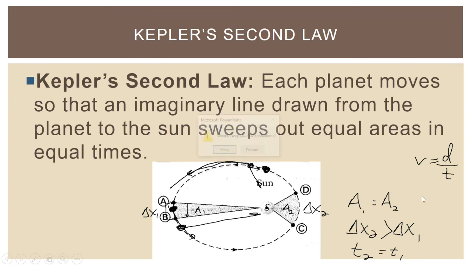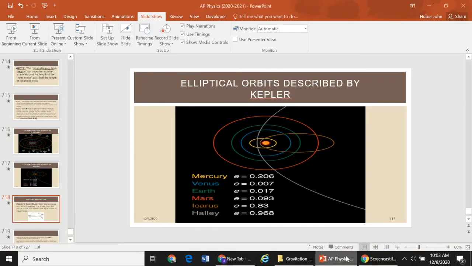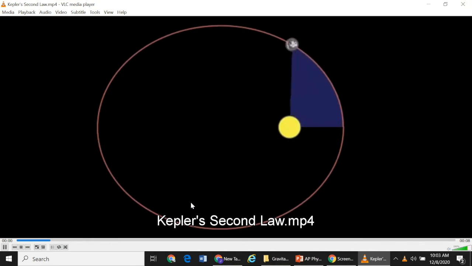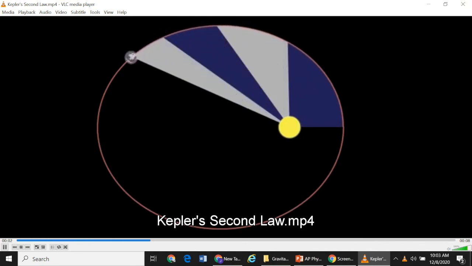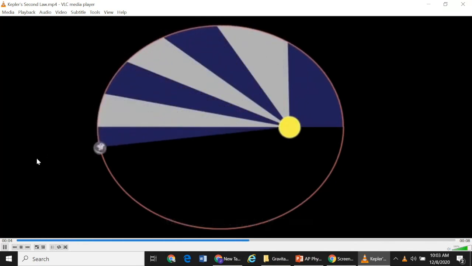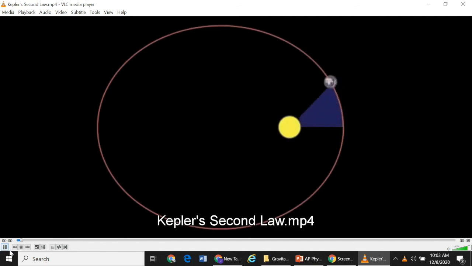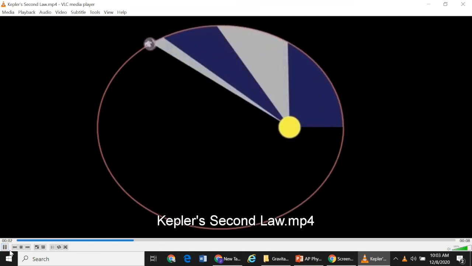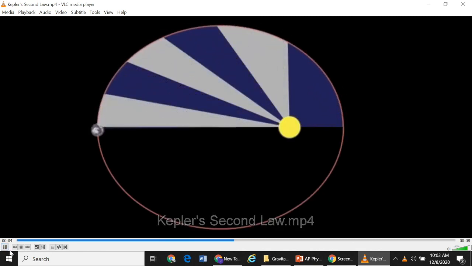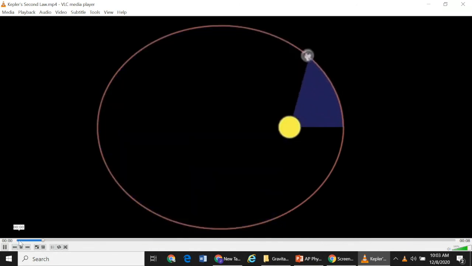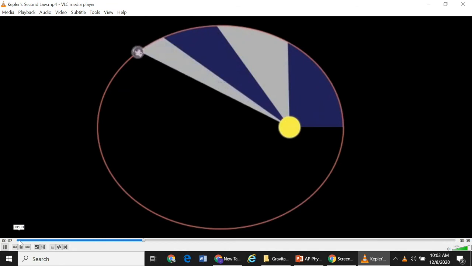Now we can look at that in a nice animation that I have here, which I think really drives the point home. So notice, as it gets farther away from the sun, it's moving slower and slower and slower. As it gets closer to the sun, it's going faster and faster and faster. And what Kepler's second law is saying is the area of all of these shapes, which are just being drawn and then stopped drawn in equal amounts of time, those areas happen to be the same.